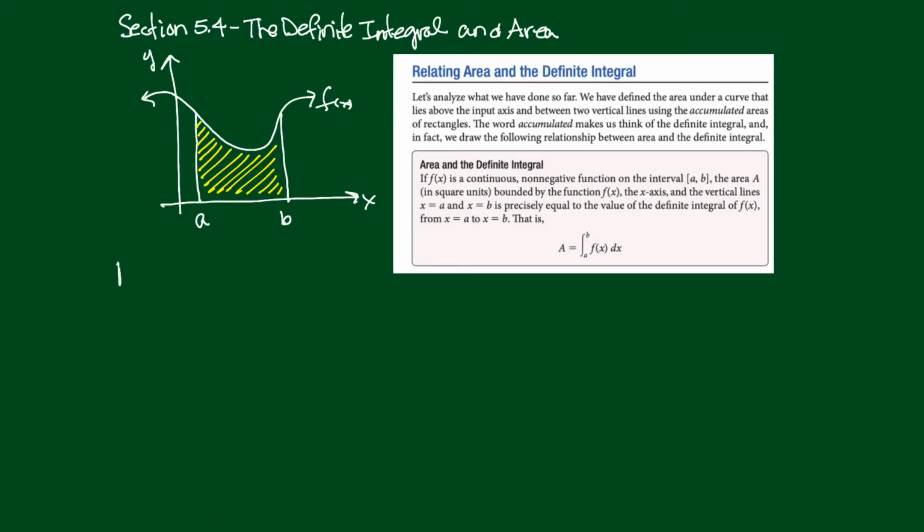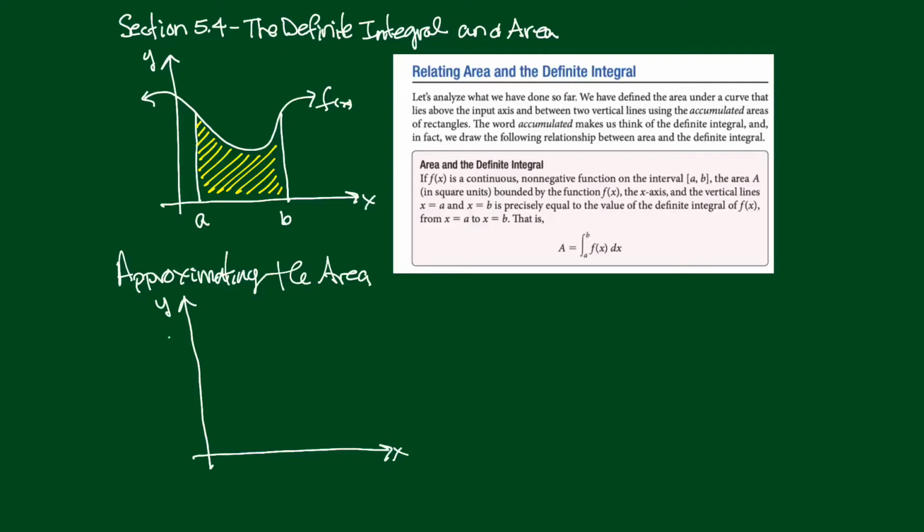Let's start by approximating the area under the curve. We'll work our way up to the exact area, but first of all, let's approximate the area. So let's start here. I'll draw a picture, again, x and y. And then here's maybe a curve. Here's f of x. And maybe we're going to go from A to B.